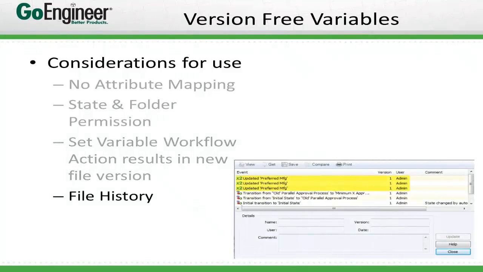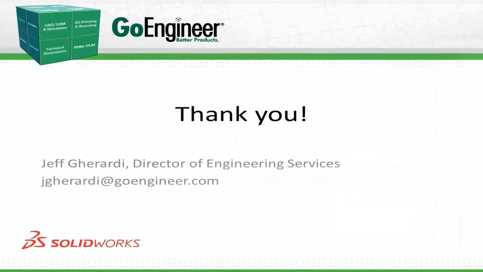Finally, when it comes to file history, the file history does actually maintain a log of when the variable was modified, who it was modified by, but it doesn't contain any record of its previous value. Okay, so in terms of searching on previous values or looking through the history to see what the value used to be, we're not going to be able to have access to that information. The only thing captured in history is that somebody changed the value of that version-free variable. Okay. So those are really the considerations for use there.